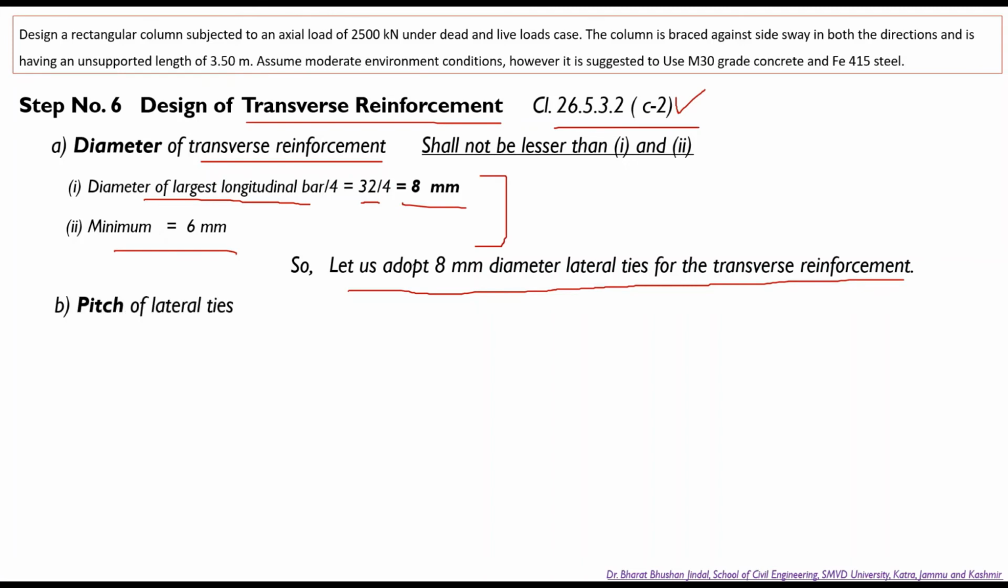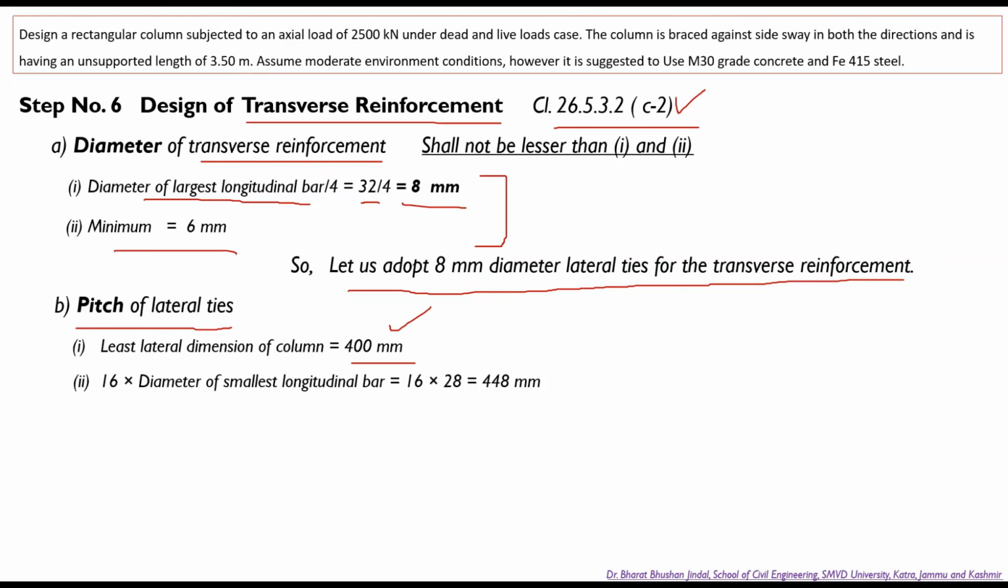And now we have to decide the pitch, that is, what should be the center to center spacing between the adjacent transverse reinforcement, that is lateral ties. Again referring to the codal guidelines, first of all, the condition is the least lateral dimension. Since we have dimensions 400 by 500, the least will be 400 millimeter.